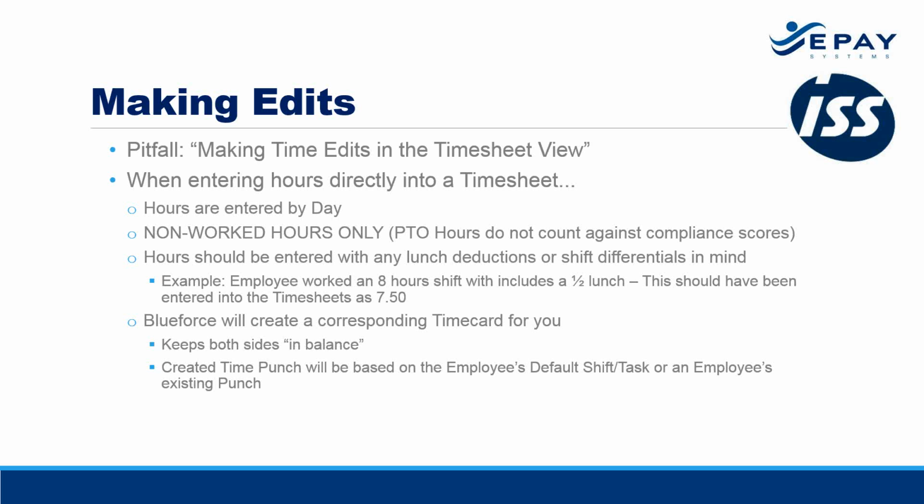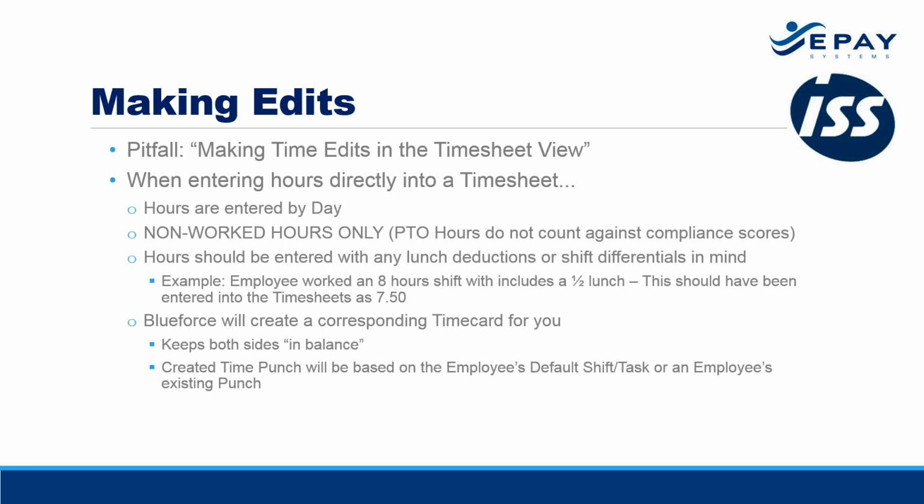Some of you may have noticed that you've gone in there and seen that an employee has some weird times that have been created for them, but then you realize, oh, that's because I entered some manual time over in the timesheet view. Or, for example, an employee shows a punch of midnight to 8 a.m. for 8 hours of vacation when I keyed that time in the timesheet view. Why did that occur? Once again, the system is trying to keep both sides in balance, and it's creating that time punch over in the time card screen based on the employee's default shift and task, or based on the employee's existing punch for that day.